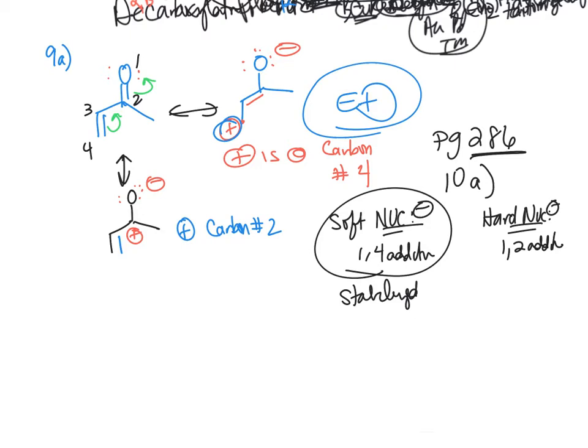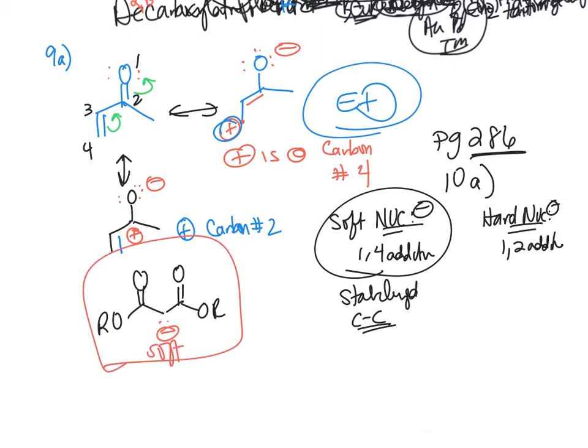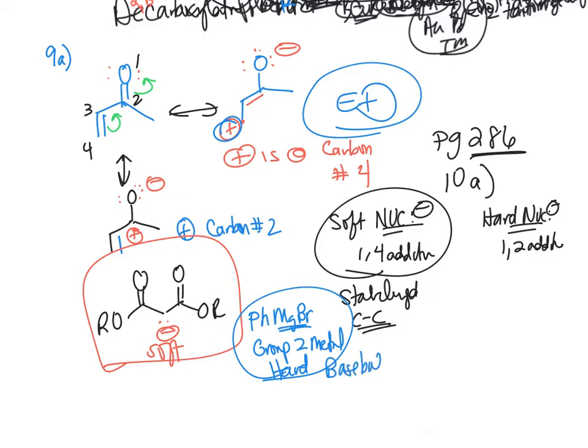Circle the nucleophiles below that are considered stabilized. Soft are carbon-carbon bonds. So these enolates are considered soft. Okay, these are soft, so circle that one. Phenyl magnesium bromide. Magnesium is a group 2 metal. These are considered hard. Hard, they're like a baseball. I think of them as size. They're just a really small baseball. Soft, you think of a softball.